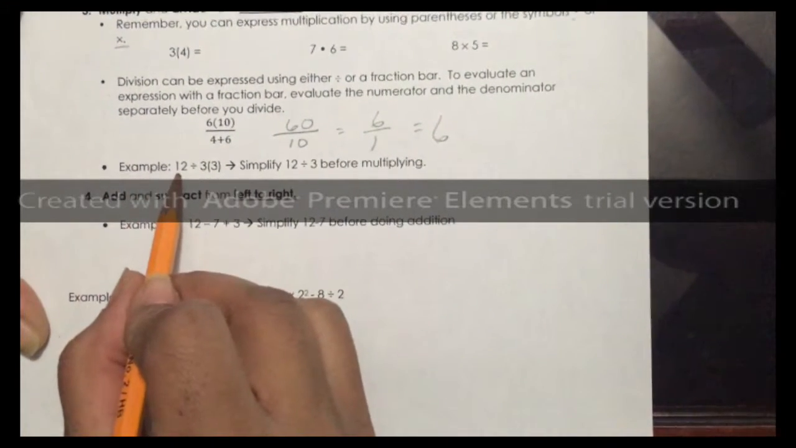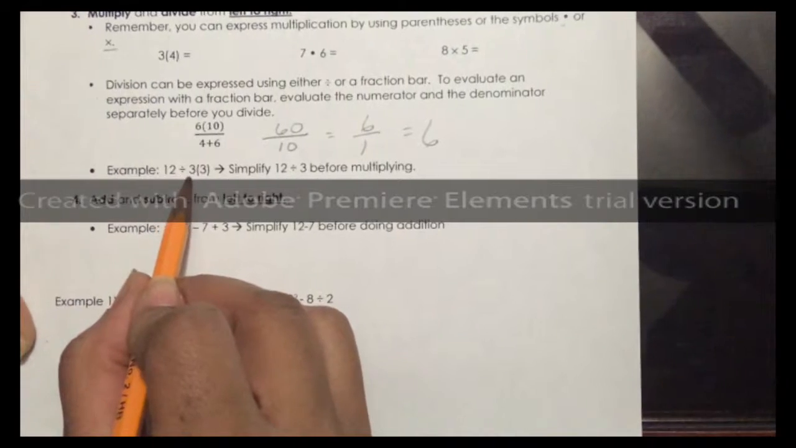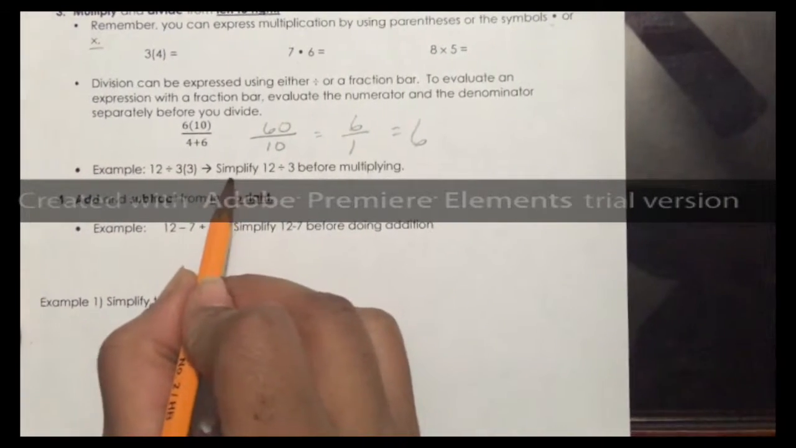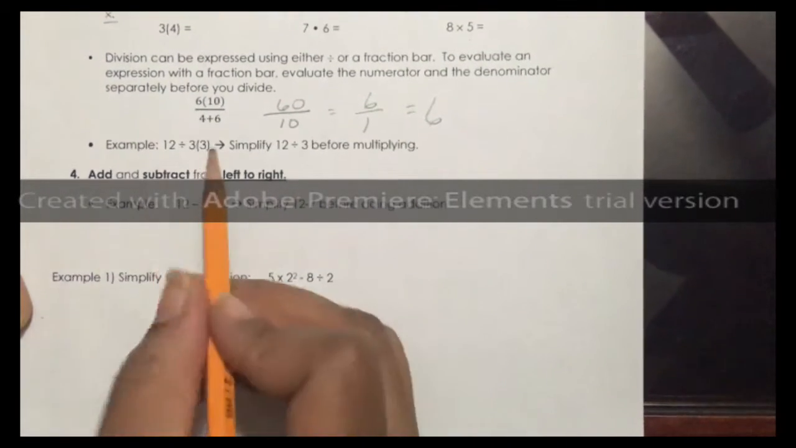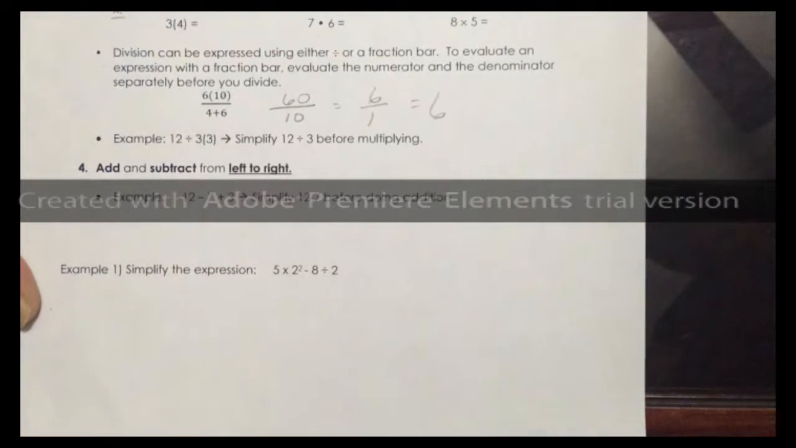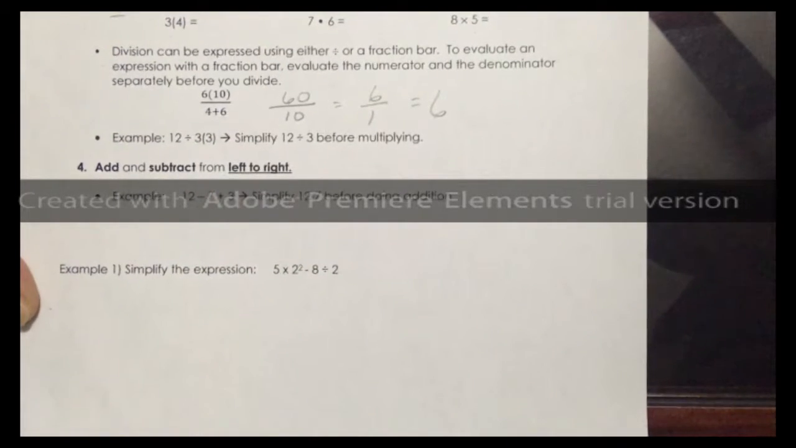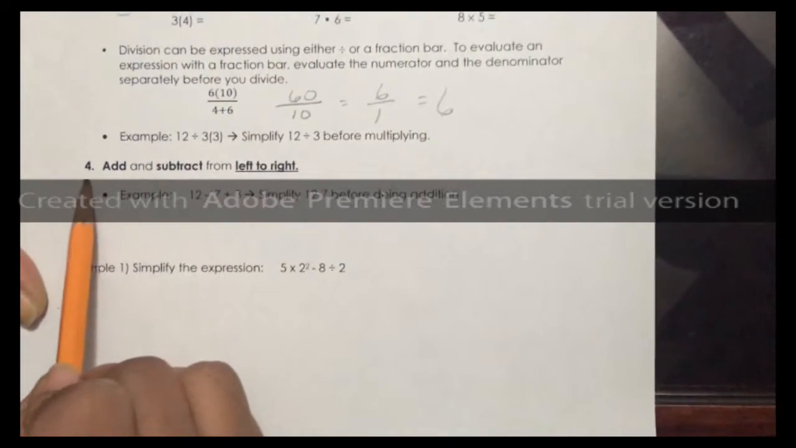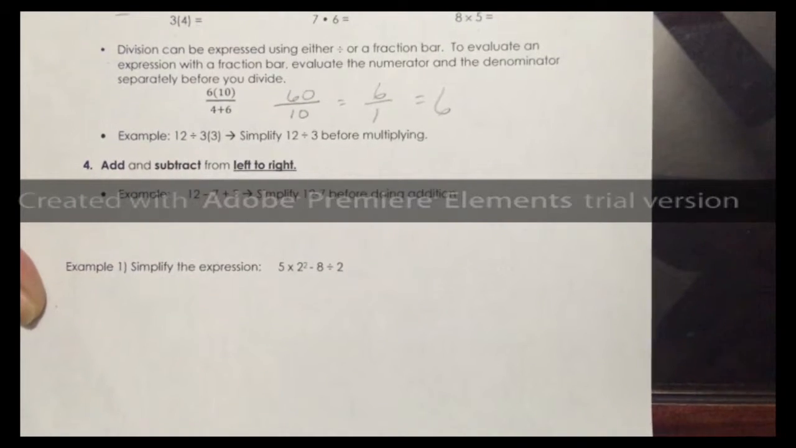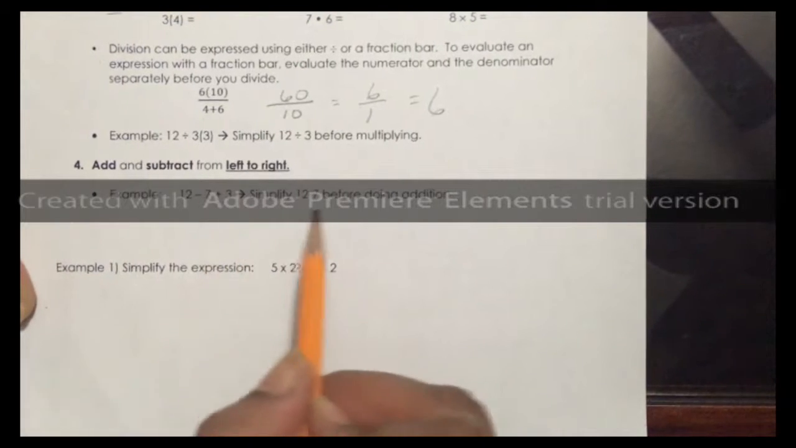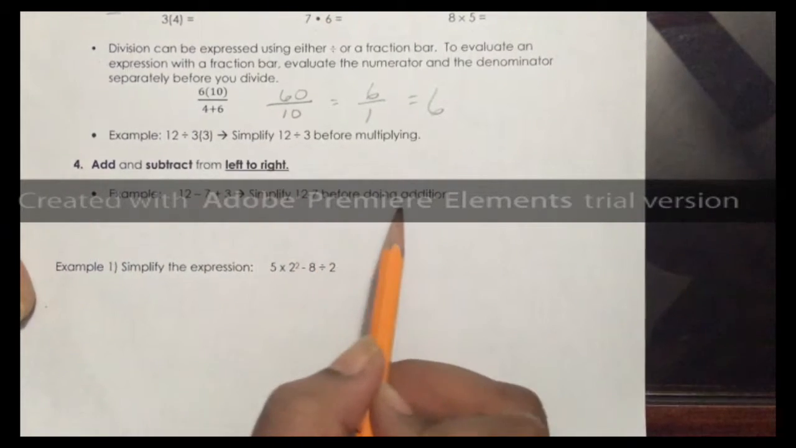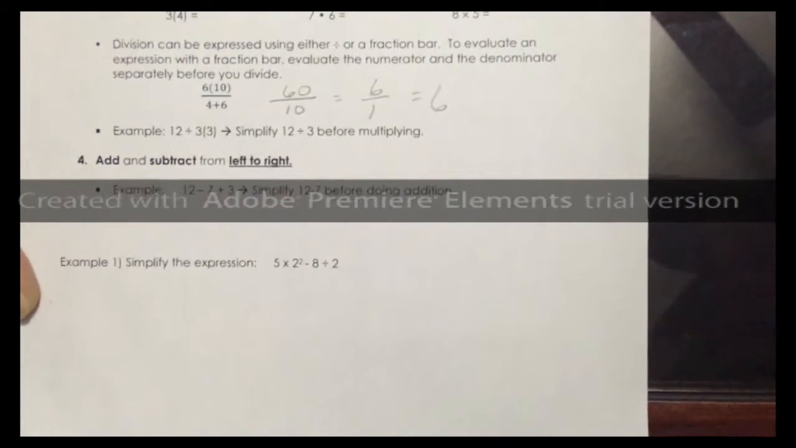Here's another example. 12 divided by 3 times 3. You'll simplify 12 divided by 3 before you multiply, because this parentheses here is just indicating that you'll multiply. Number 4. Add and subtract from left to right. For example, 12 minus 7 plus 3. Simplify 12 minus 7 before you do the addition.